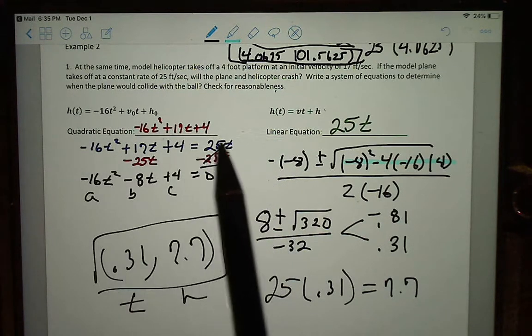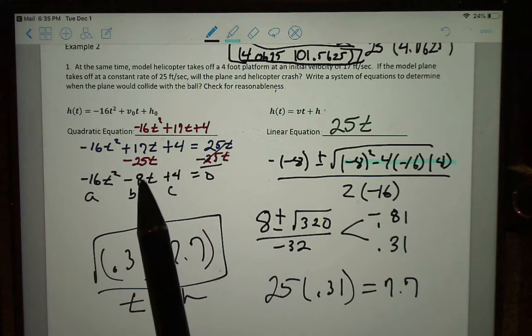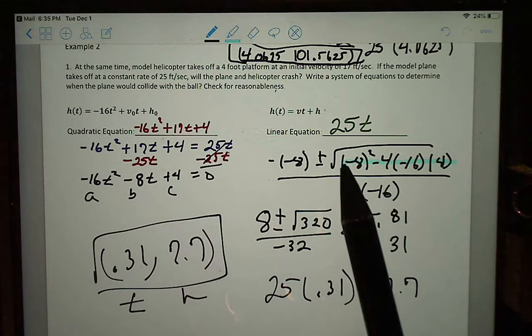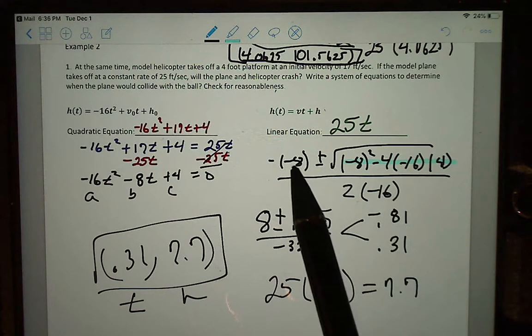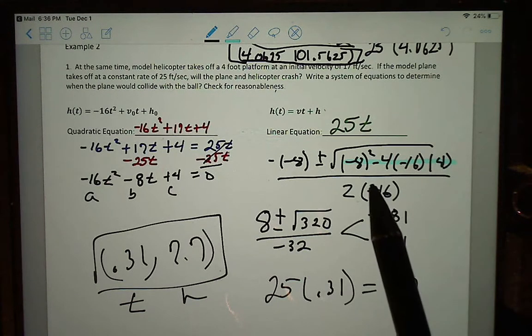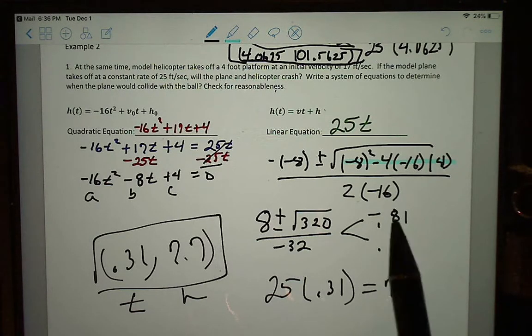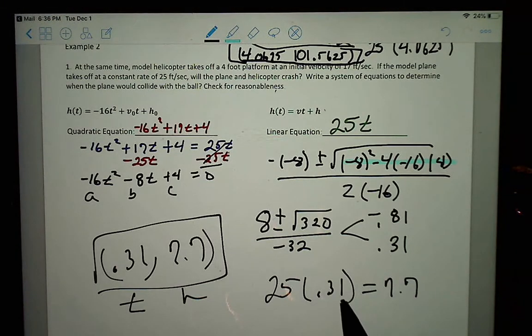Okay. So I set it up equal to each other. I move my 25t over again to get -8. That becomes my A, my B, my C. So negative B, plus or minus the square root of B squared minus 4AC, over 2A. I worked that out and I get two different answers. I get a negative 0.81 and I get a 0.31. I choose the 0.31 to get 7.7.